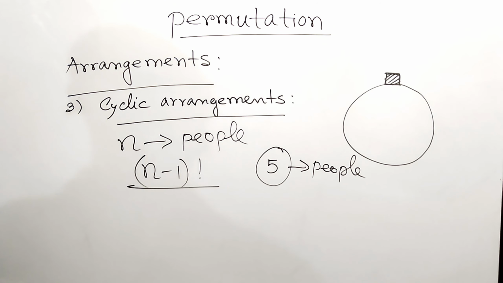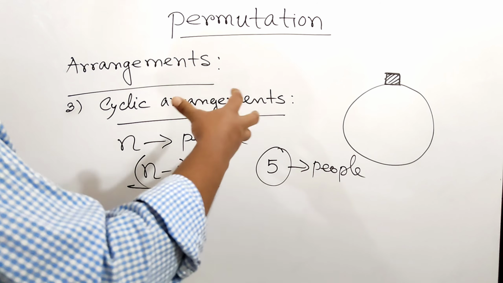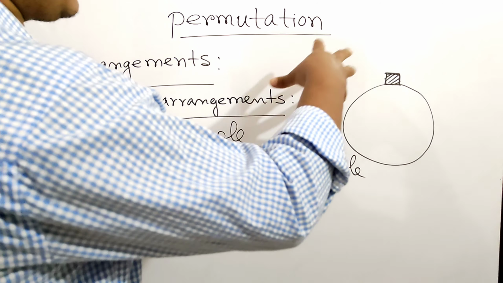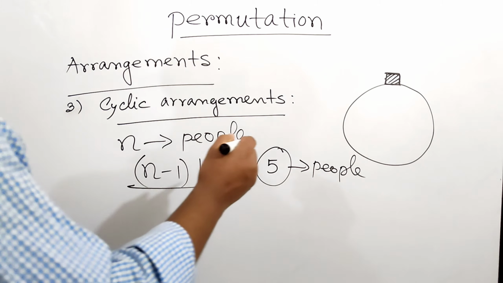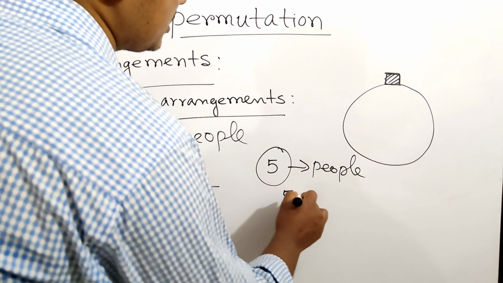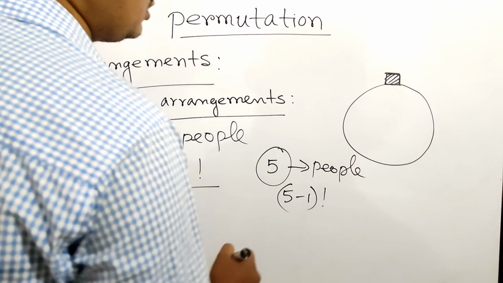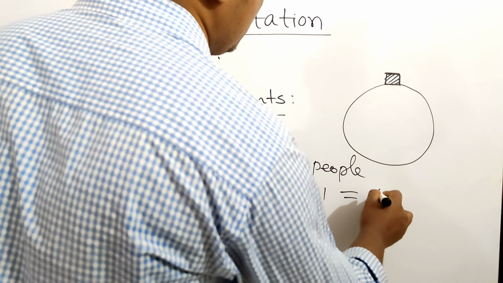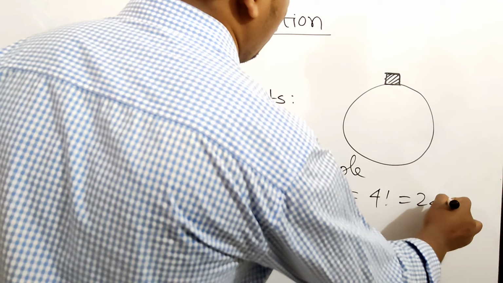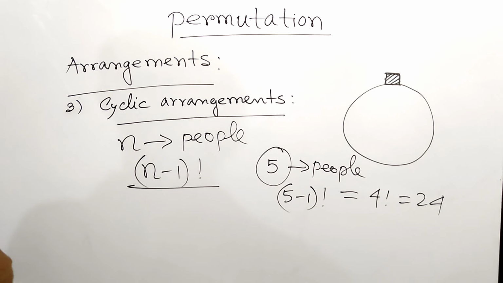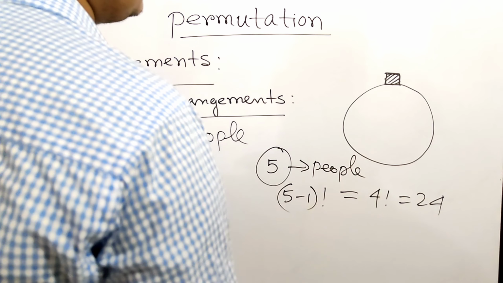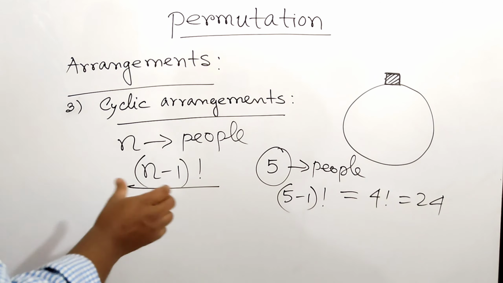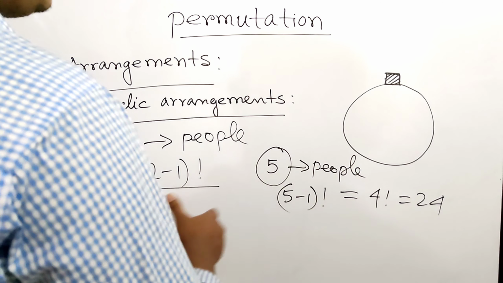if the question asks you how many ways 5 people can sit beside a round table, it's simple: you just subtract 1 from 5, then take the factorial. So it should be 4!, that means 24 ways. That means 24 ways you can sit beside a round table. Okay, I think if you can memorize this formula, it will be so easy.